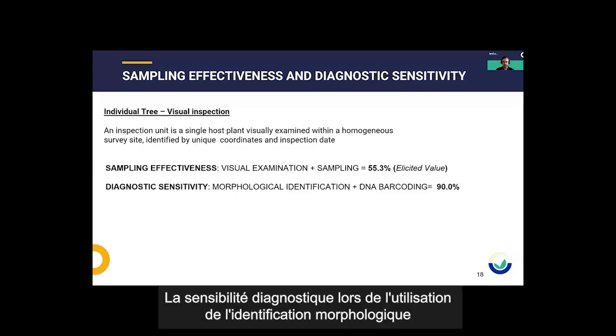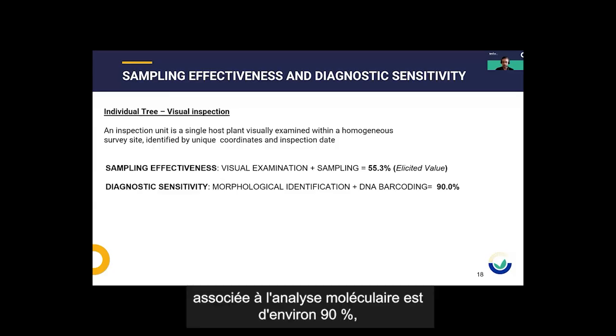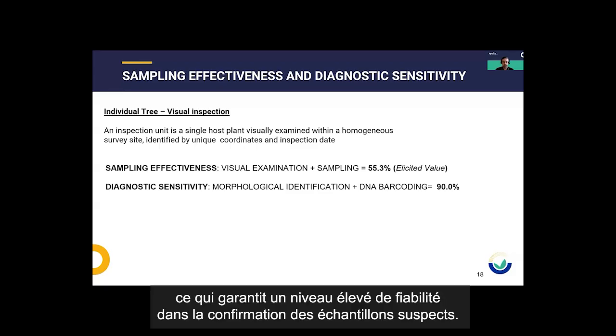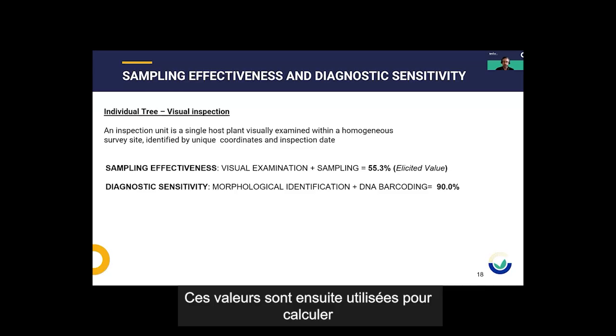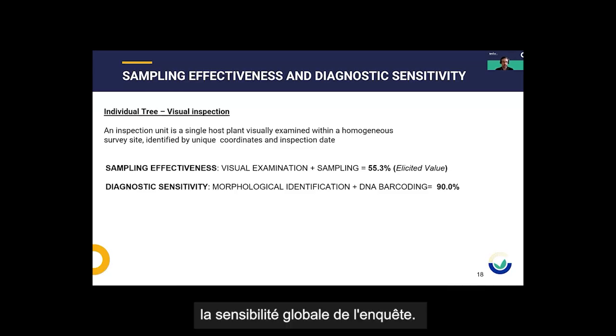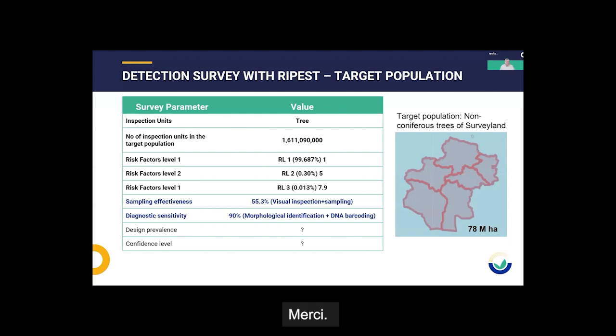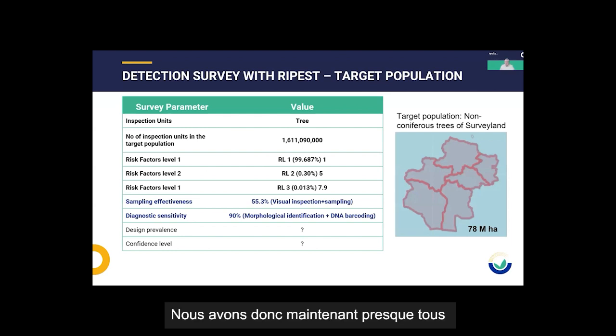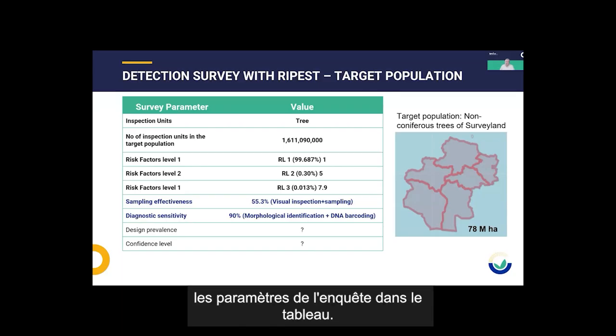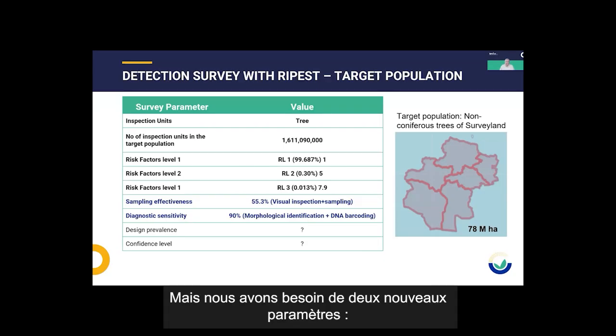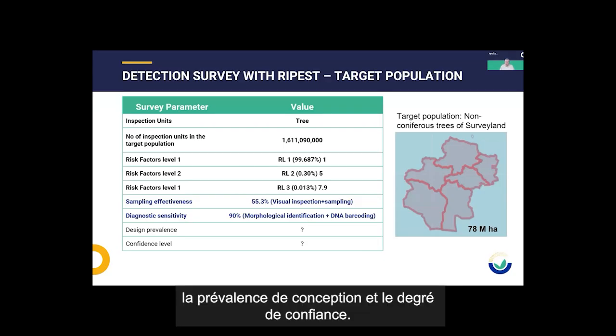The diagnostic sensitivity when using morphological identification together with the molecular analysis is about 90%, ensuring a high level of reliability in confirming suspect samples. These values are then used to calculate the overall survey sensitivity. Thank you. So now we have almost all the information in our table. Most of the survey parameters are already included in our table, but then we need two new parameters: the design prevalence and the confidence level.